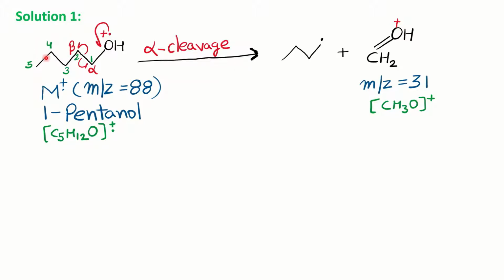So this C4H9 is released as a free radical, and this cation is released here, CH2 double bond OH plus, the alpha carbon CH2, because this radical forms a bond with this alpha carbon. So this is a cation, and if you calculate the mass, it is 31. So you will get a 31 peak in the mass spectrum of 1-pentanol.